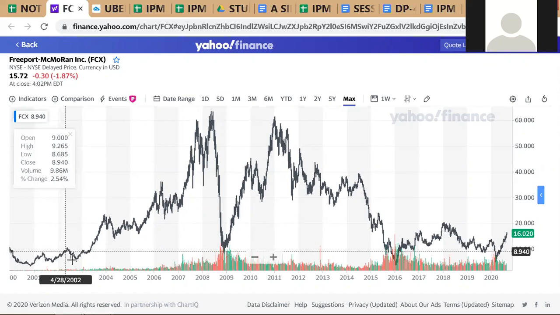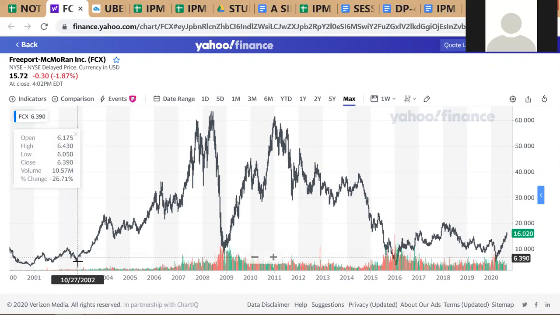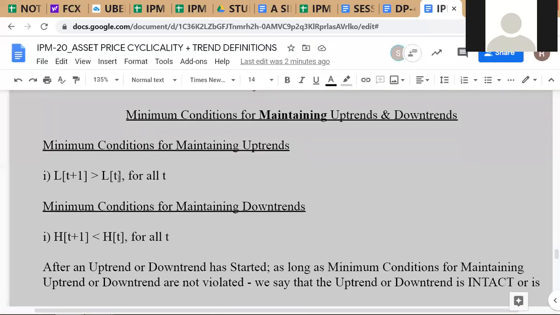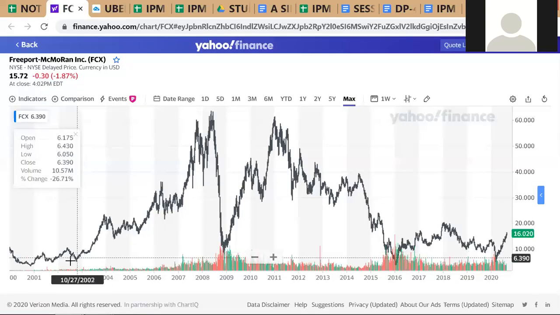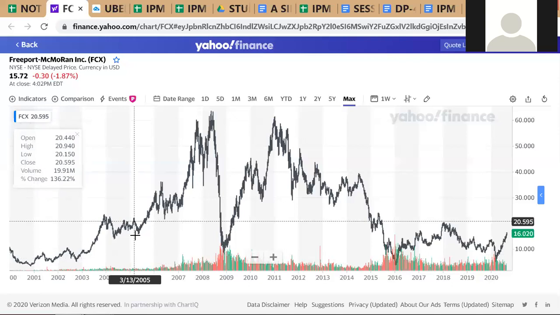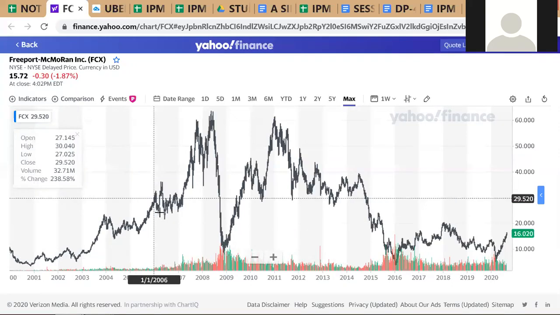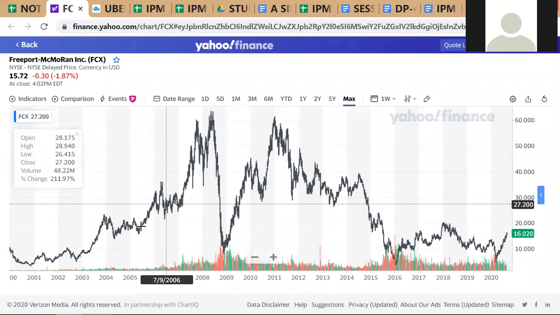Now, for maintaining the uptrend, we need that L(t+1) must be greater than L(t) for all t. Here, this low is also higher than this low actually. It's not so clearly visible, but it is. So low, higher low, higher low, higher low, higher low. Now here you see a small violation, but this is a matter of degree of zoom. You have one higher low.